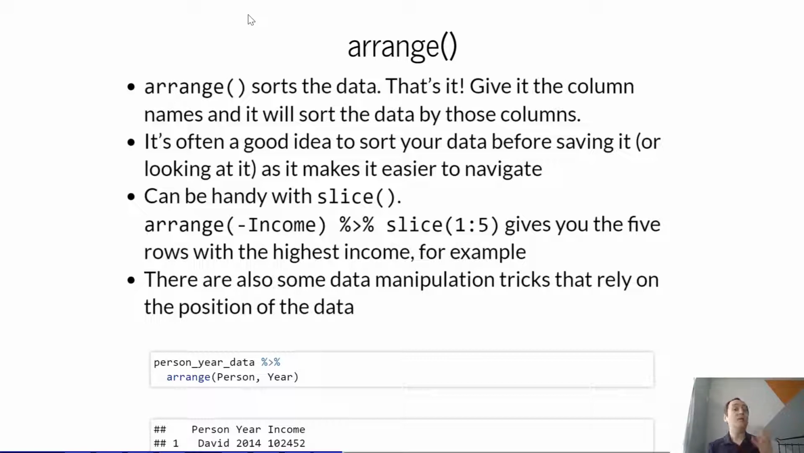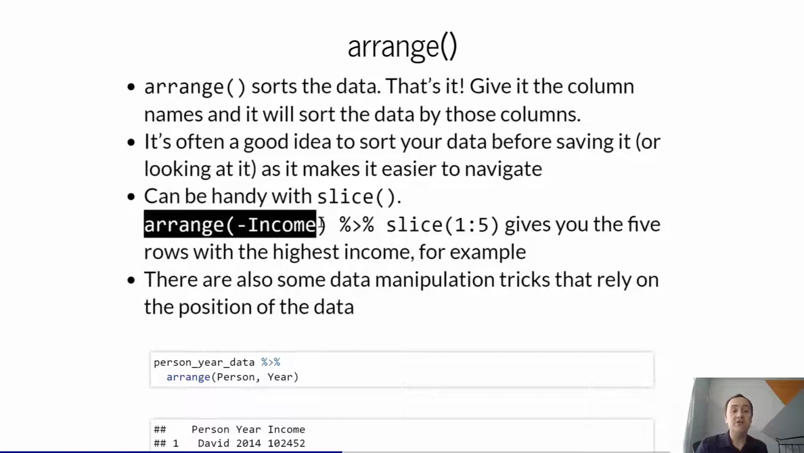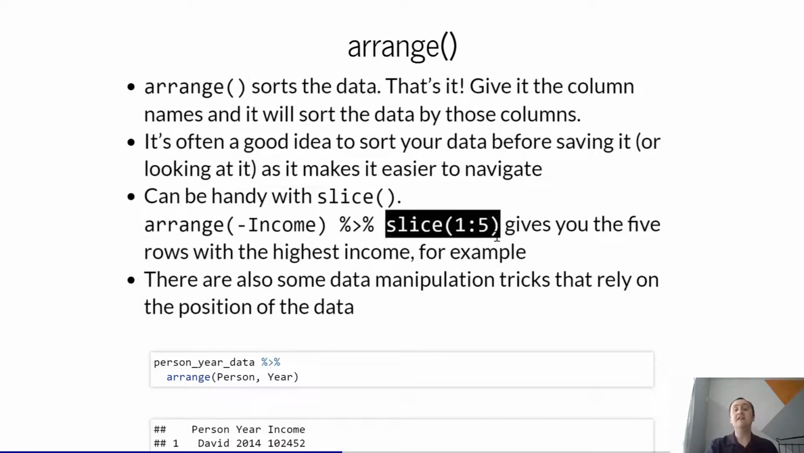It can also be very handy when you're filtering data in combination with slice. Let's say, for example, that you want to pick the rows with the top 5 highest incomes. Well, how can you do that? We can arrange by the negative of income. This will arrange by income, and because it's the negative, it will sort from highest to lowest. And so now we've sorted by highest to lowest. We have the highest incomes at the top, and then I slice the top 5 rows off, and that gives me the 5 rows with the highest income.